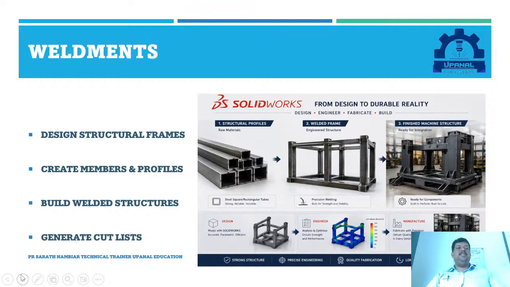We can create the basic layout of the structure and then apply standard structural members to form the frame. The software can also help us manage how these members meet and how the overall structure is organized. One particularly useful feature is the cut list. Instead of manually calculating every piece of material required for the frame, the software can identify the different structural members and their required lengths. This can be very useful during manufacturing because the designer and fabricator can understand what materials need to be cut and prepared.